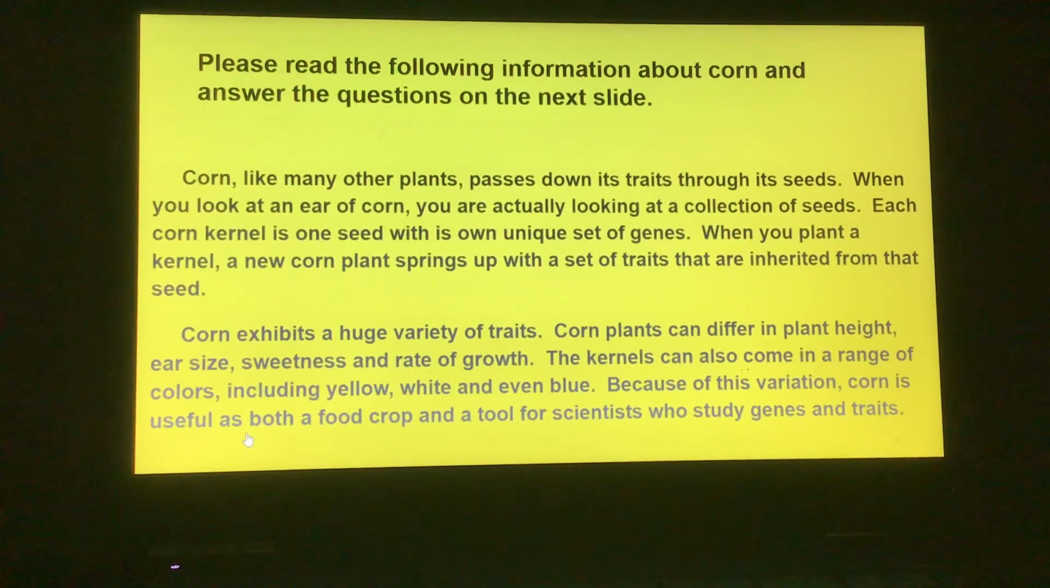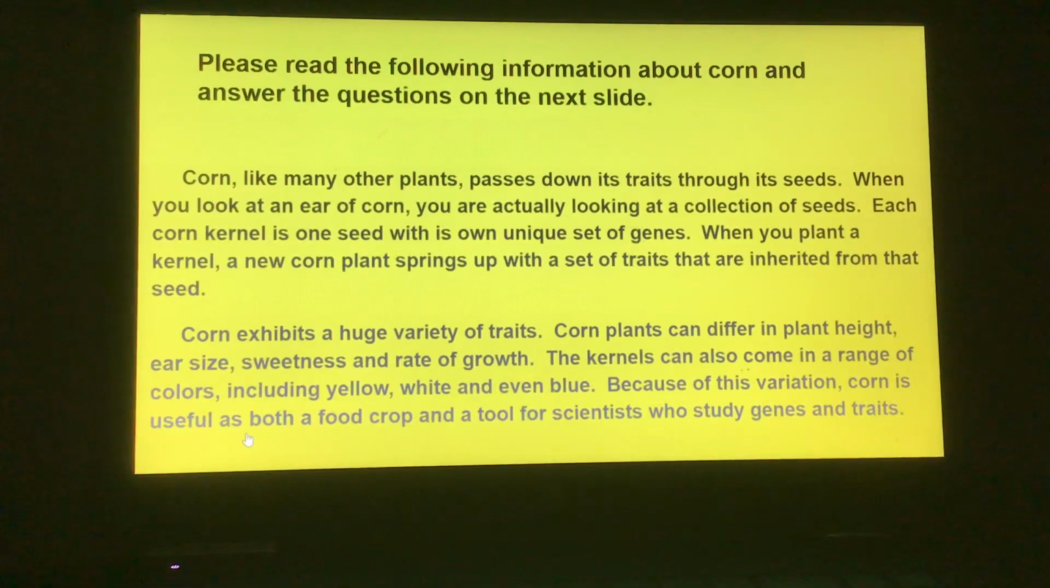So I'll read a couple of these for you. Corn, like many other plants, passes down its traits through its seeds. When you look at an ear of corn, you are actually looking at a collection of seeds. Each corn kernel is one seed with its own unique set of genes. When you plant a kernel, a new corn plant springs up with a set of traits that are inherited from that seed. Corn exhibits a huge variety of traits.